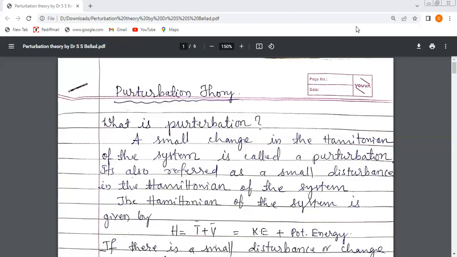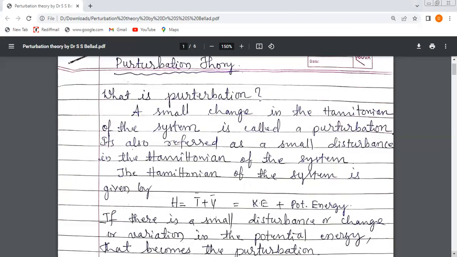So we'll see what is this perturbation theory, or first we'll see what is the meaning of this perturbation. A small change in the Hamiltonian of the system is called a perturbation. You know the Hamiltonian in quantum mechanics depicts a physical system, or it describes a physical system, and all the energy values are defined for this Hamiltonian.